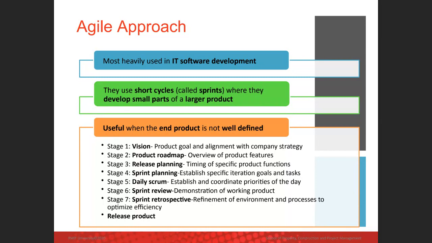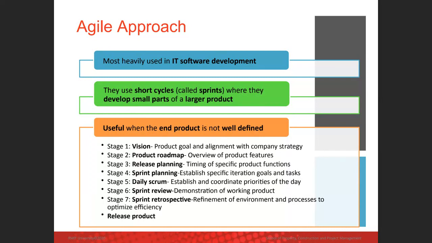With Agile, you have 7 steps. The first one is the vision or the goal of the project, and that is something that is discussed with the customer. Even though you don't know the end result, they still have some sort of vision or goal that they want you to achieve.